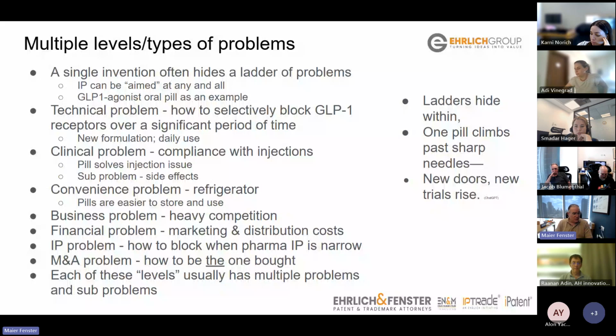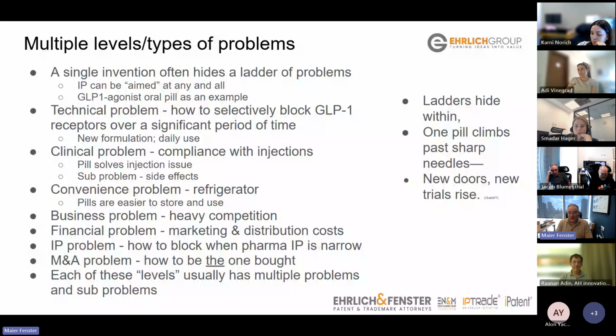GLP-1 agonists need to be stored in the refrigerator, at least until you open them. Pills don't. This startup has a business problem. There's a lot of competition. It has a financial problem. Some of this competition is able to spend a lot of money on marketing and distribution. How are you going to beat them?